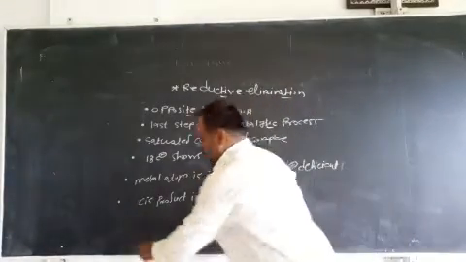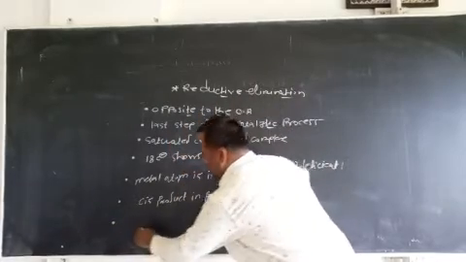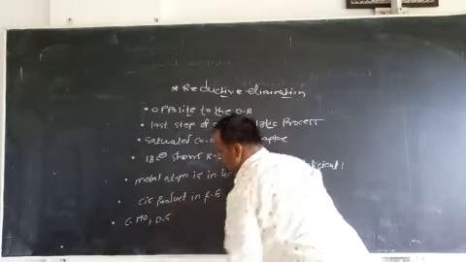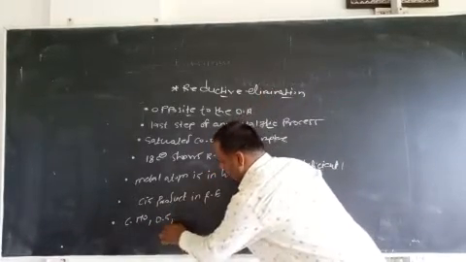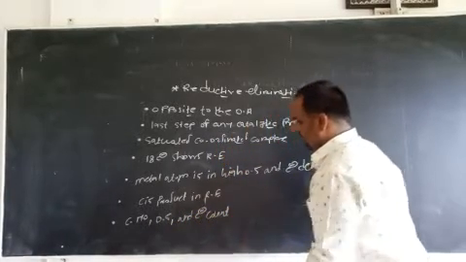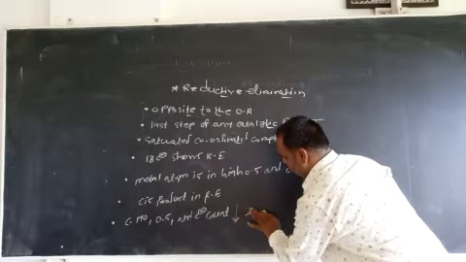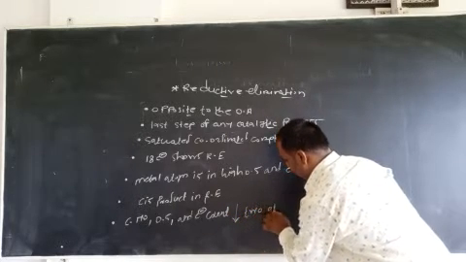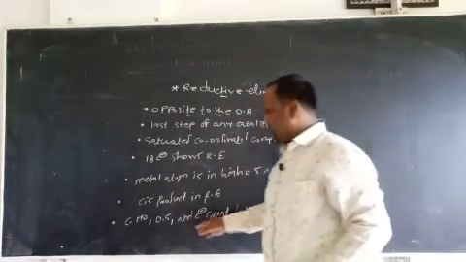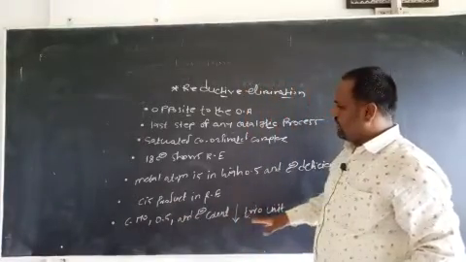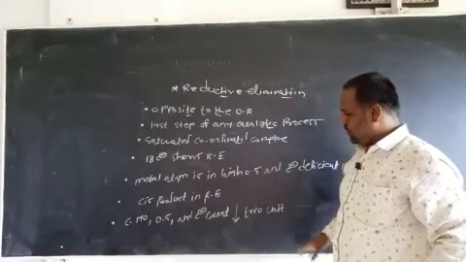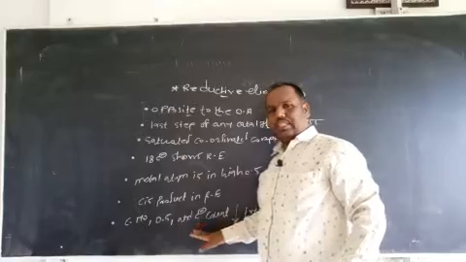Another important characteristic is that the coordination number, oxidation state, and electron count decrease by 2 units. So these important characteristics of the reductive elimination reaction, that is the coordination number, oxidation state of the metal atom, and the electron count of the complex, will decrease by 2.